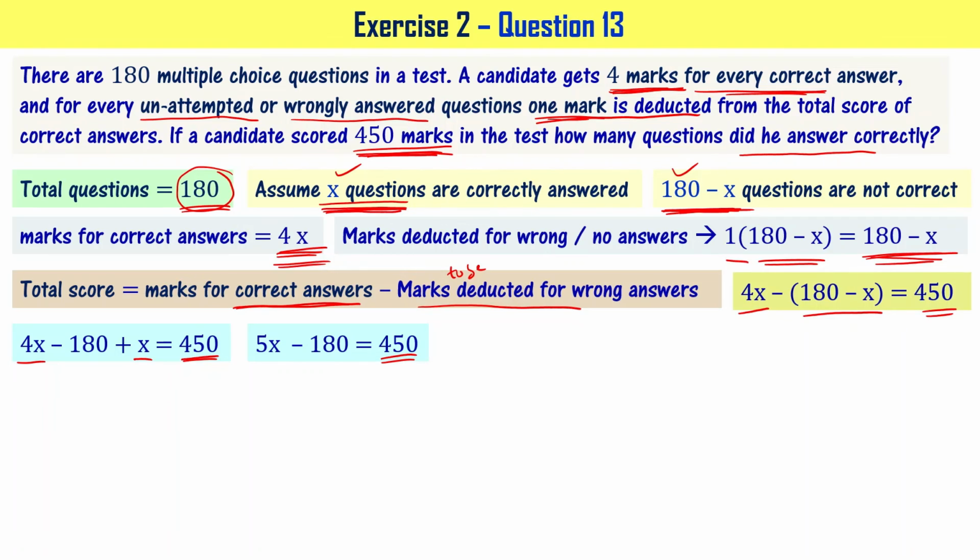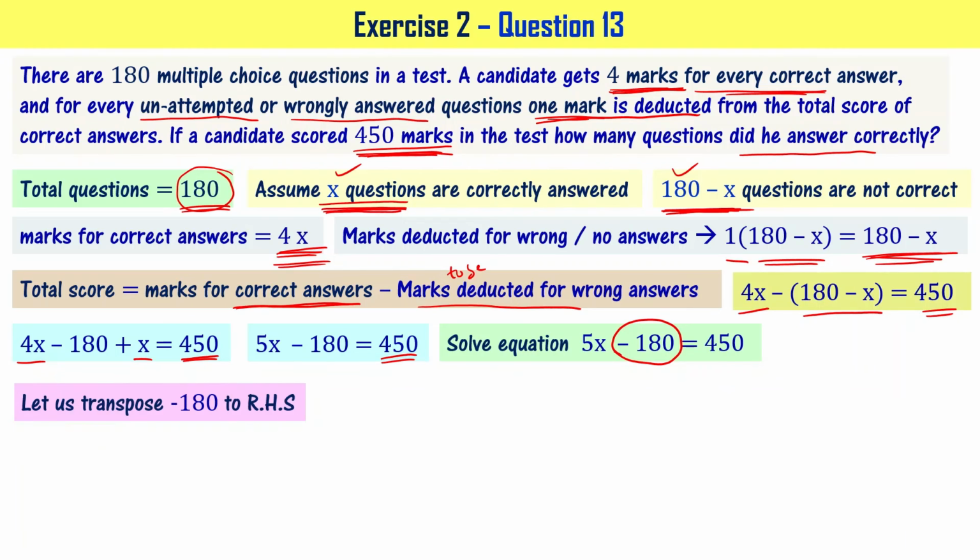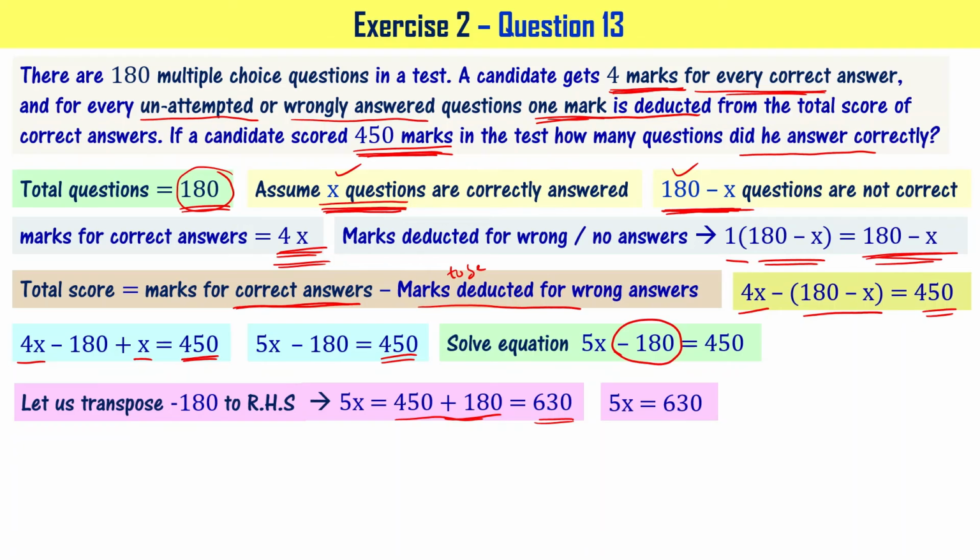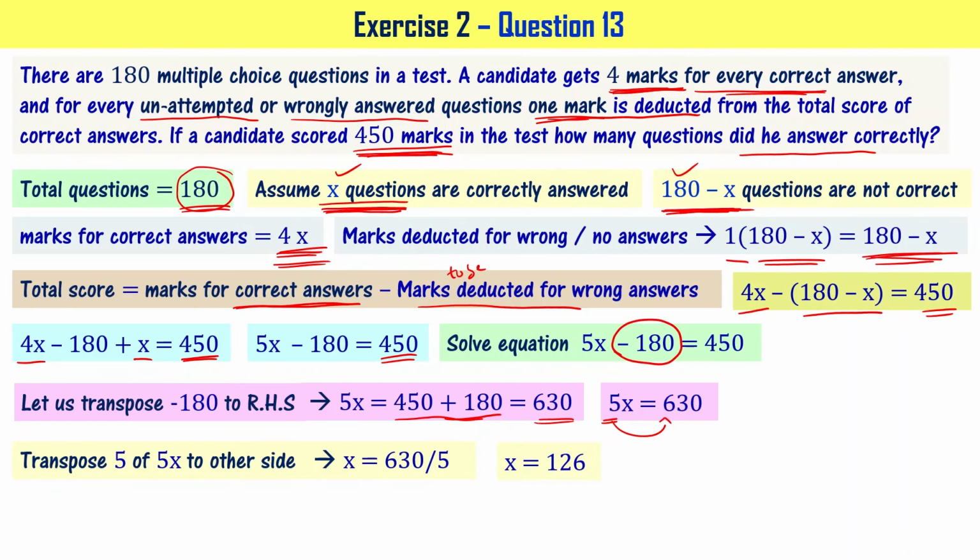This is a linear equation in one variable. We can solve this equation, right? To solve, what we do is first transpose this 180, minus 180, to the other side. When I do that, it becomes plus 180. So 5x equal to 450 plus 180, that is equal to 630. Let me write this. 5x equal to 630. Now this 5 has to be transposed to the other side. When I do that, it is going to divide 630, right? X equal to 630 divided by 5, that is equal to 126, right?